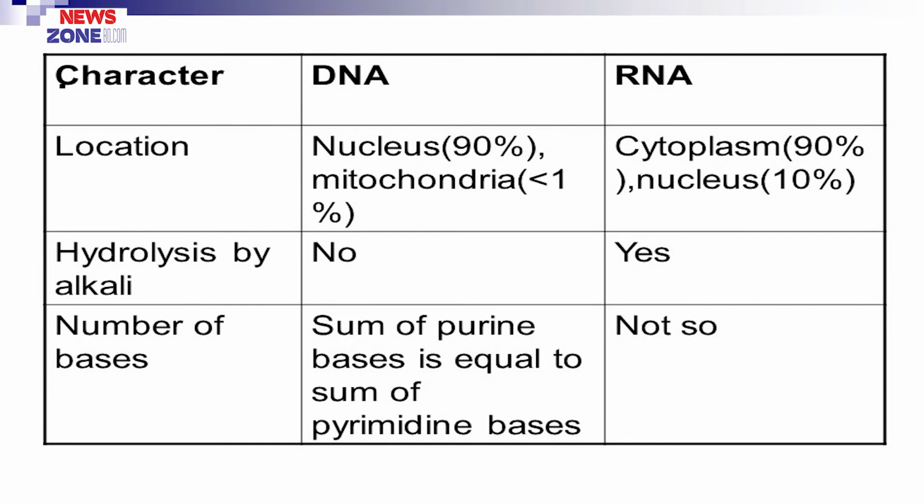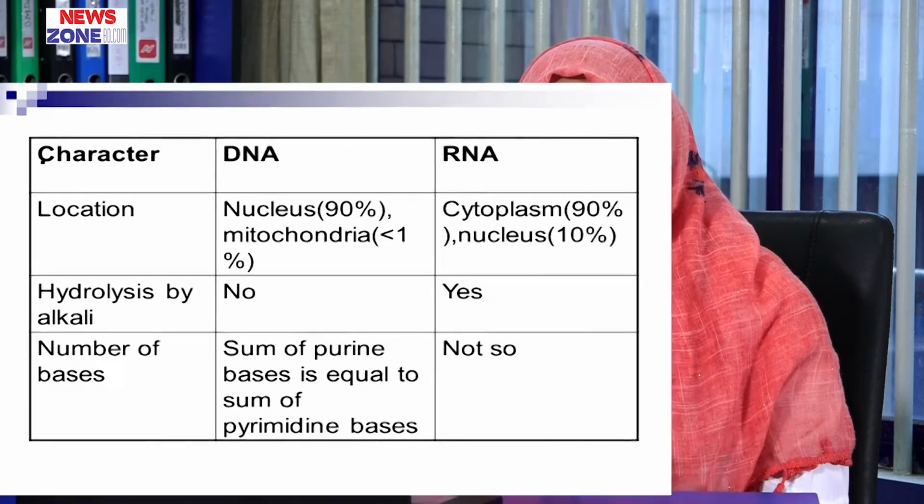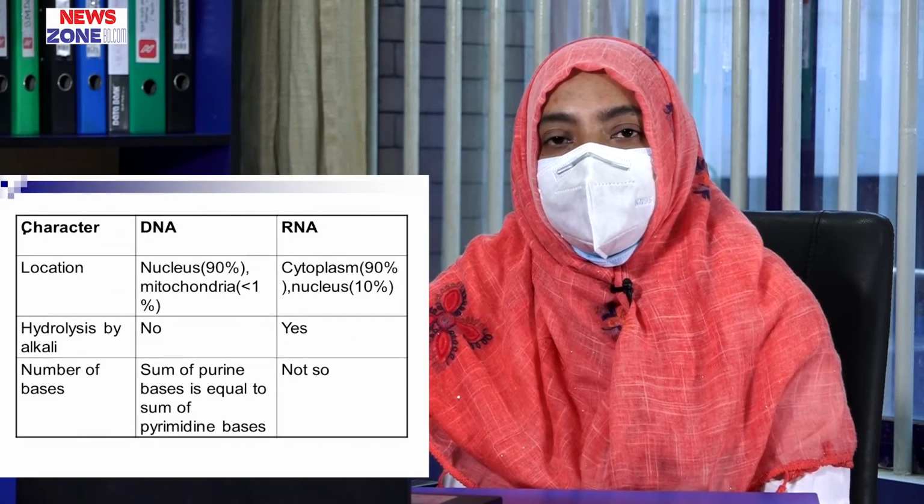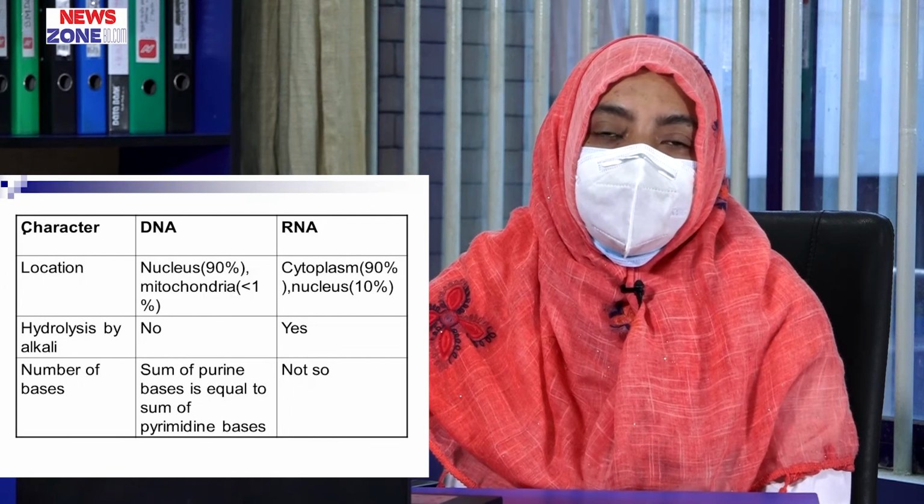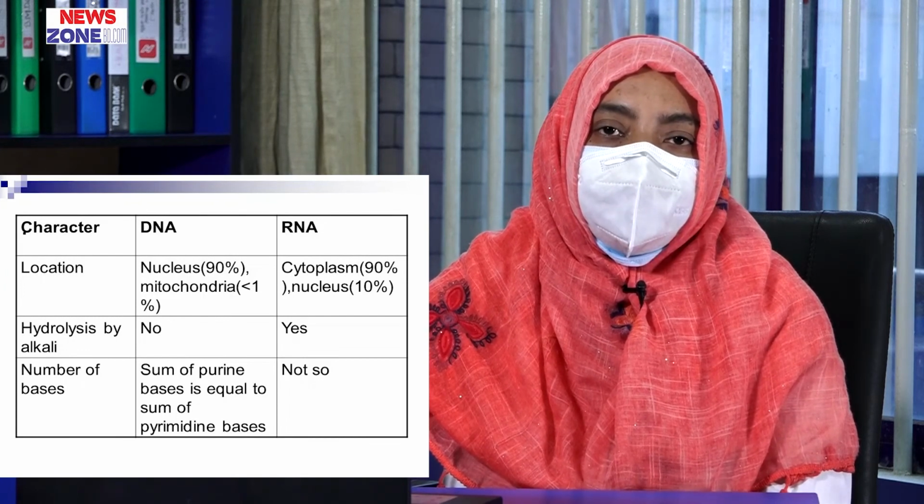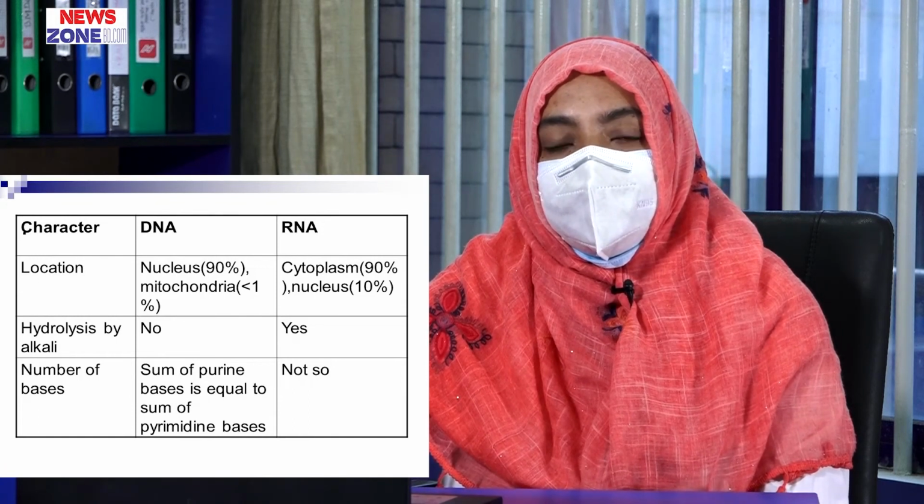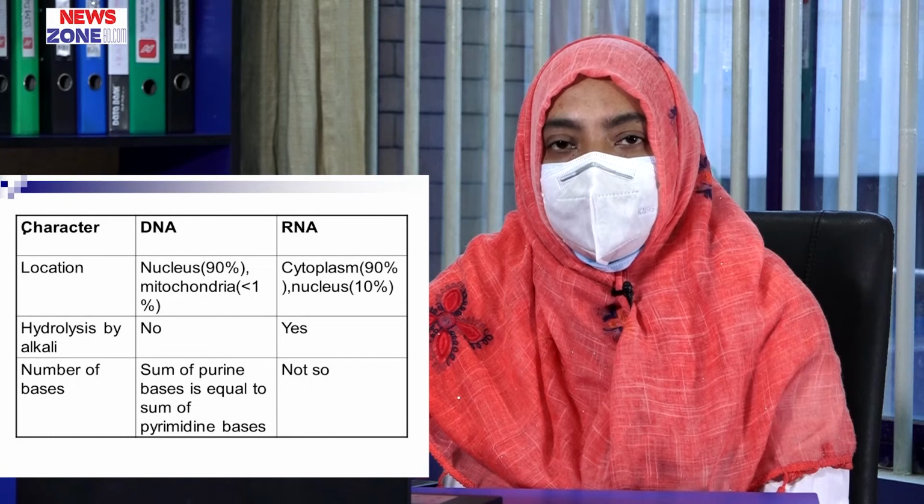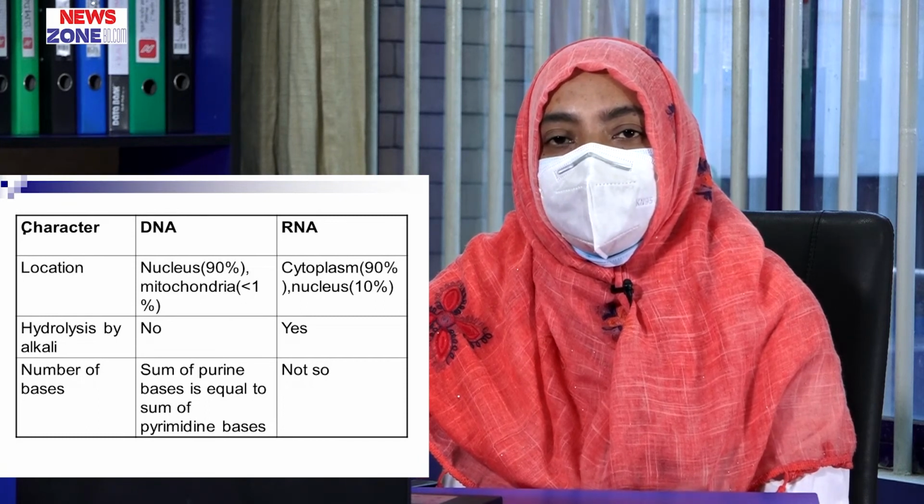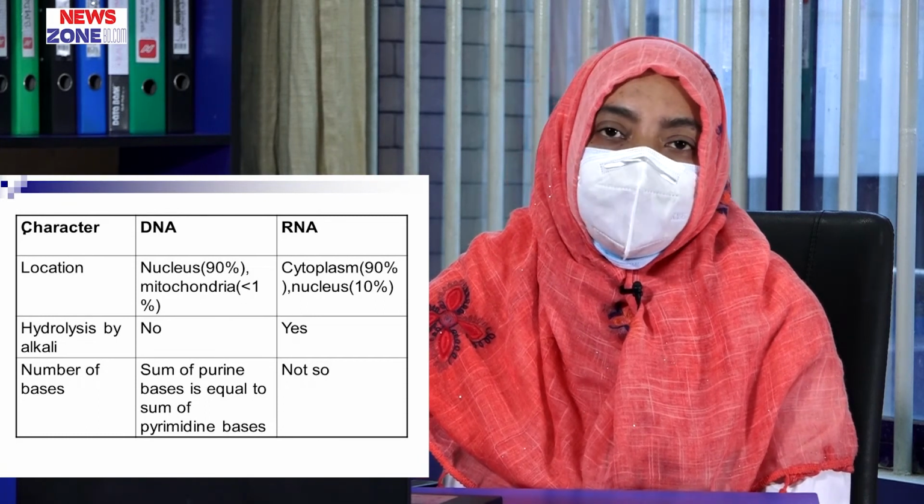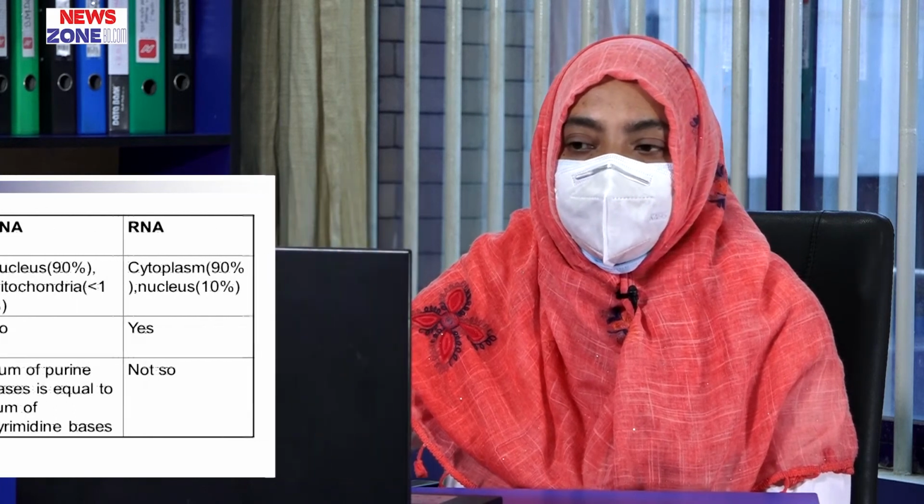Then hydrolysis by alkali. Hydrolysis by alkali is not possible in case of DNA, and hydrolysis by alkali is possible in case of RNA. The number of bases. The sum of the purine bases is equal to the sum of the pyrimidine bases in case of deoxyribonucleic acid or DNA. But it is not so in case of ribonucleic acid or RNA. That is, in RNA, the number of purine bases is not equal to the number of pyrimidine bases.